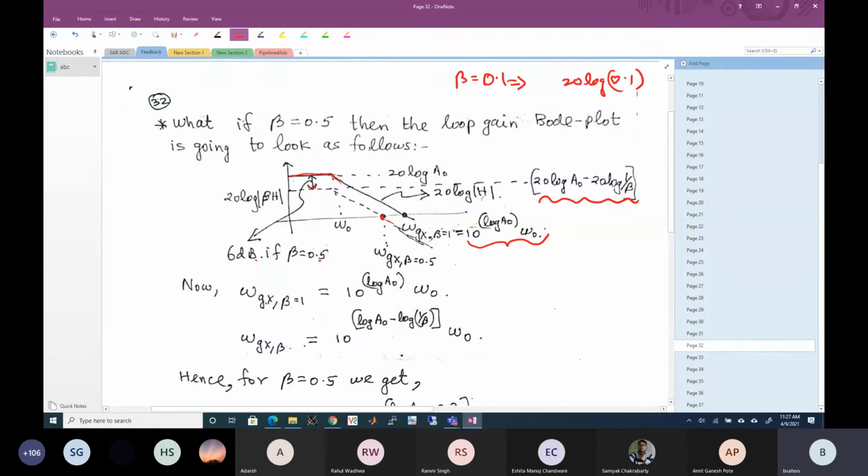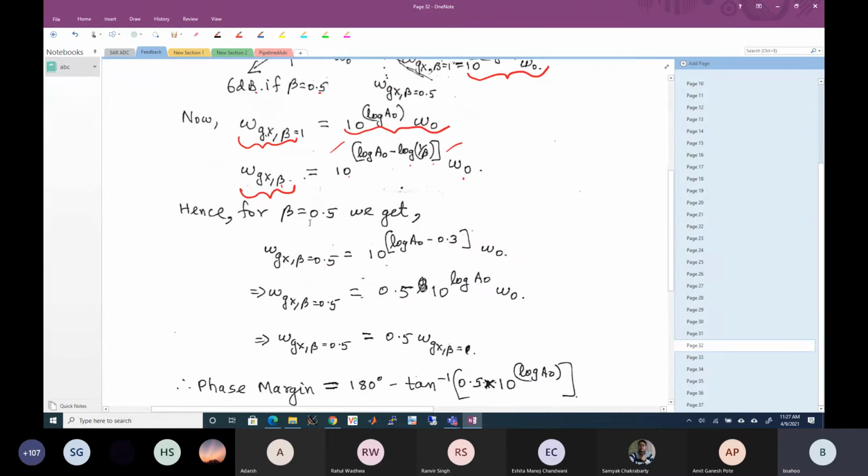Okay, omega gx for beta equal to 1 is equal to this. We already know this. Omega gx for any beta is going to be given by, you can put this in the exponent, 10 to the power of this times omega naught, for any beta. Hence, for beta equal to 0.5, we get omega gx beta equal to 0.5. It is 0.5 times omega gx beta equal to 1.